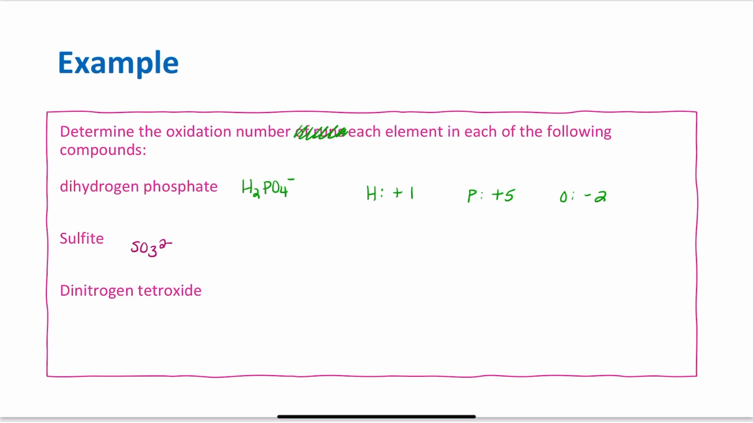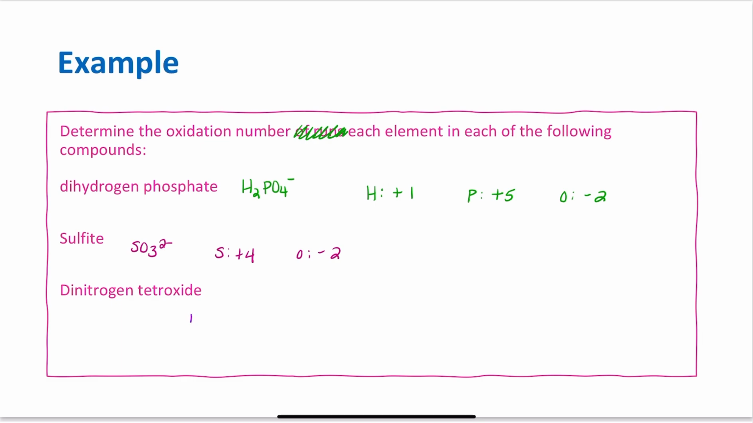Sulfite, SO3 2-. Again, oxygen really wants to be -2. There's 3 of them, so that gives me an overall -6. But I need the compound to be -2 overall, so the sulfur must be +4. Again, if you're ever unsure, you have 1 sulfur at a +4 charge, adding it to 3 oxygens at -2 charge each, and you need a -2 charge overall. So 4 minus 6 equals -2. Yes, that is correct.